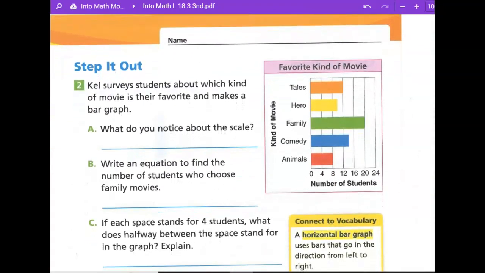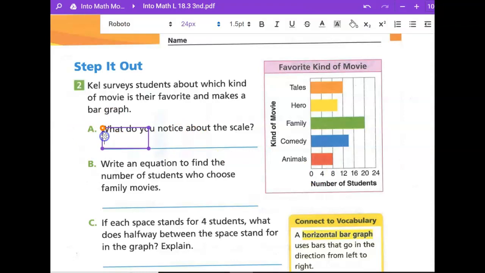This is a bar graph about favorite kind of movie. And over here, you'll see the kind of movie: tales, heroes, family, comedy, animals, and the scale then is down here, number of students. So each space stands for 4 students. Okay, so what would be half of a space? Half of 4 is 2. What do you notice about the scale? That we're counting by 4s.